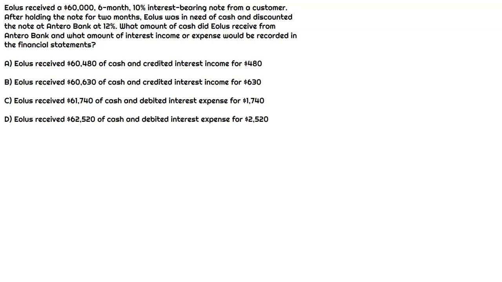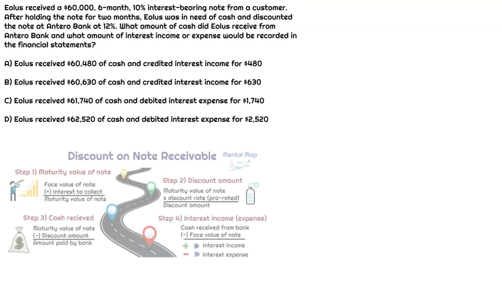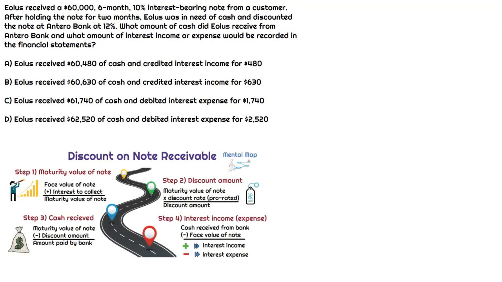Since we know it's about discounting a note receivable, we should be thinking about our mental map, and no matter what they ask us, when we perform those 4 steps, we'll be ready to answer the question. So in this case, let's just go through the 4 steps and then come back to what they're asking us about. So here's our 4-step mental map. Take a quick look at it. Pause the video if you need to. Otherwise, let's jump into the 4 steps.